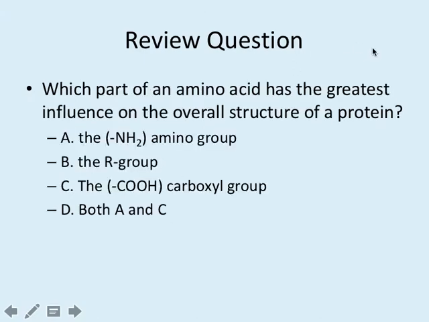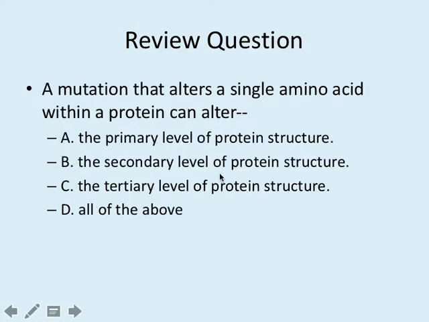Which part of an amino acid has the greatest influence on the overall structure of a protein? B. The R group. For an amino acid, they have the same NH2 amino group, the same carboxyl group, and it's not A or C. That's trying to trip you up. So it's B, the R group. A mutation that alters a single amino acid within a protein can alter.